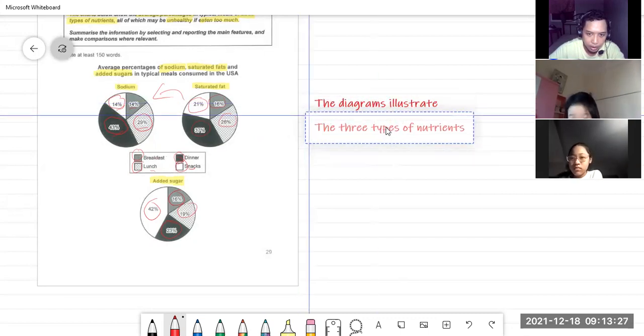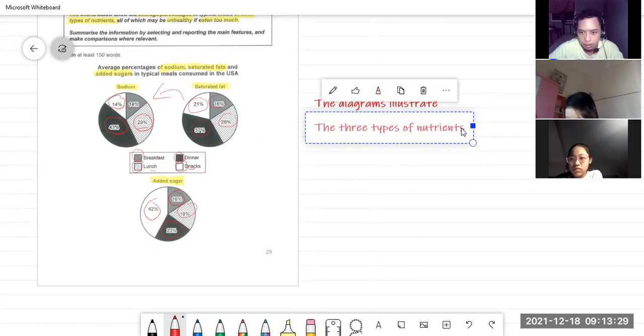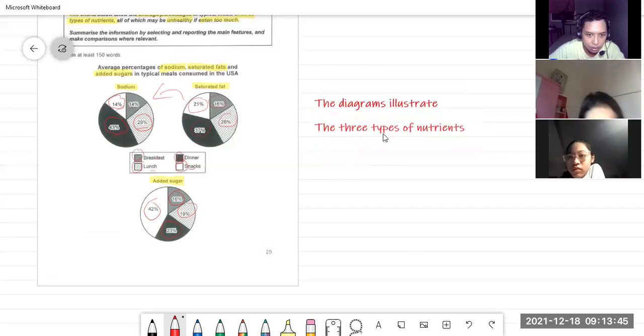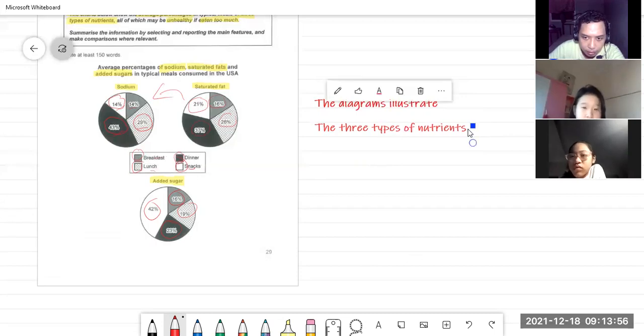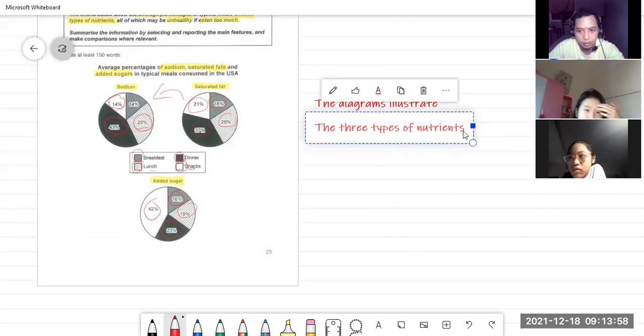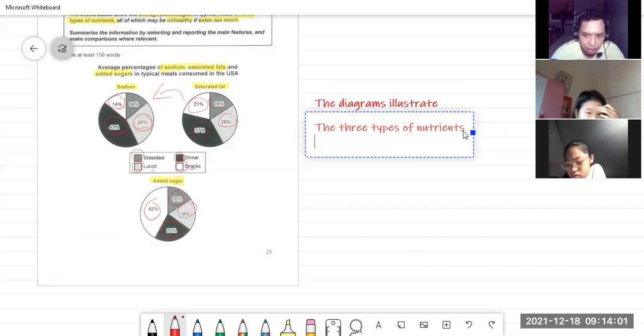Okay, so we already have the second points. And what else? Is it the type of nutrients? In what typical meals? Is it a type of nutrients for typical meals or for what kind? Can you answer? You have three types of nutrients. For what? Three types of nutrients in what sectors?